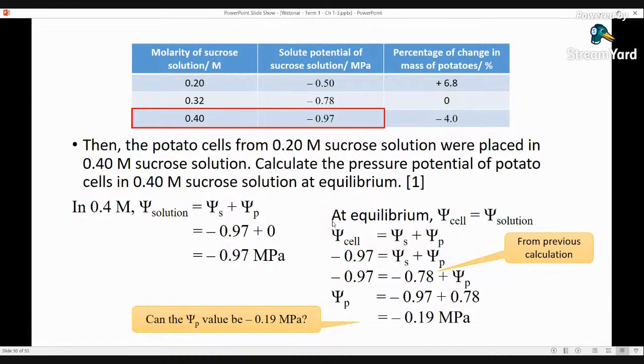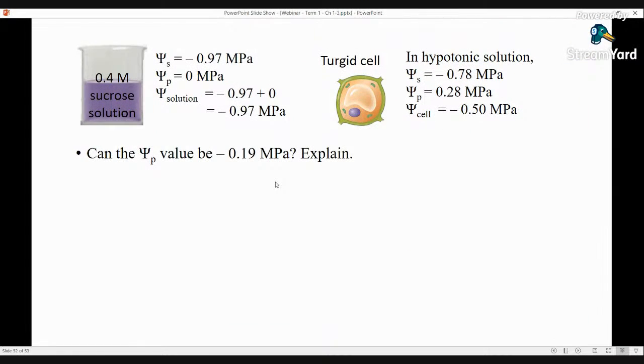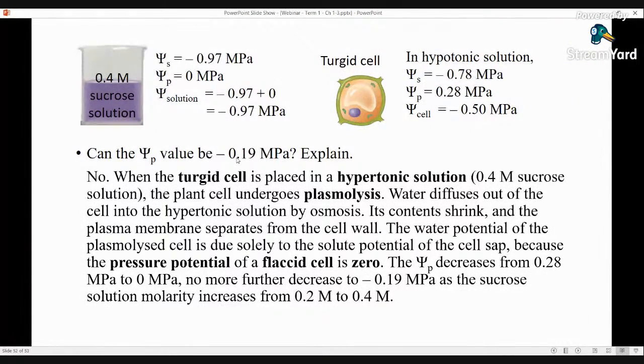Cannot. Okay, why cannot? So this one, again, a calculation. This is because when the turgid cell is placed in hypertonic solution, the plant cell undergoes plasmolysis. Water diffuses out of the cell into the hypertonic solution by osmosis.